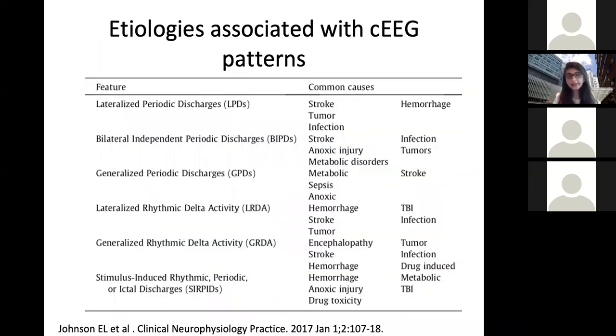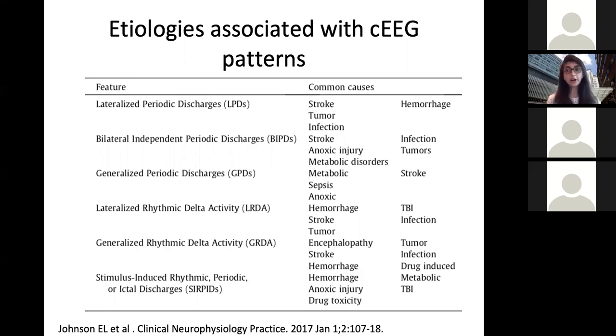So when do we see these patterns? Not surprisingly, the lateralized patterns, lateralized periodic discharges and rhythmic delta activity, tend to be seen more commonly in patients that have an acute structural brain injury, so traumatic brain injury, tumor, stroke, infections, etc. While the more generalized patterns, such as the generalized periodic discharges and generalized rhythmic delta activity, tend to be seen more commonly in patients that have a diffuse process, so anoxic brain injury, toxic metabolic encephalopathy. Those are the etiologies where we see the generalized patterns more often.